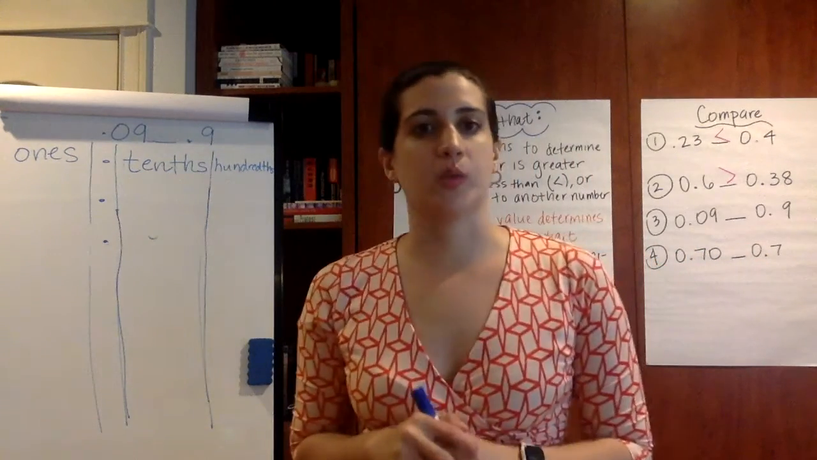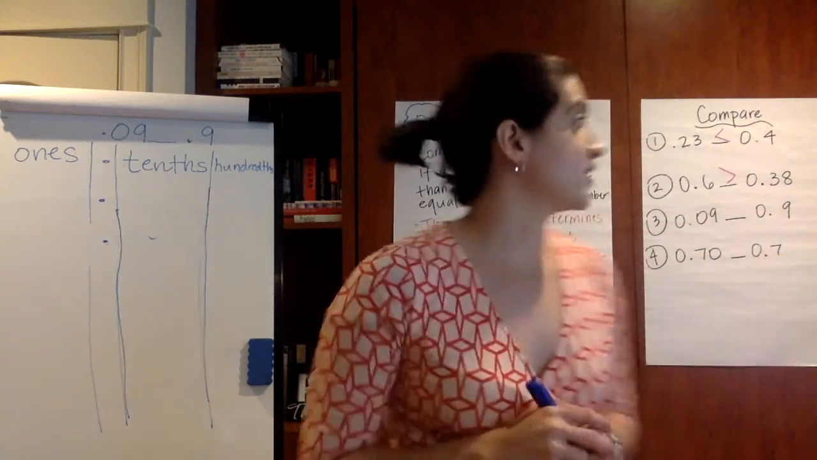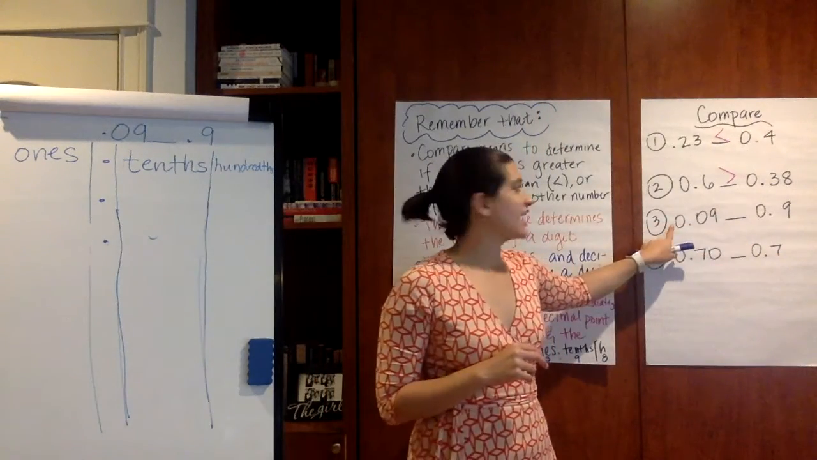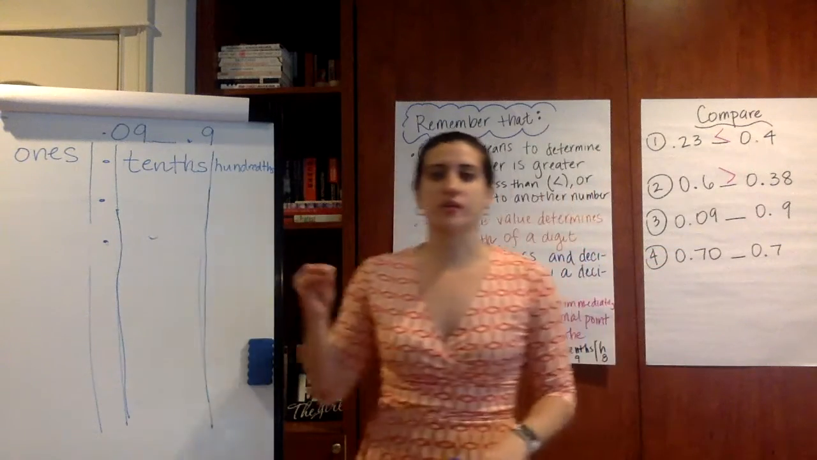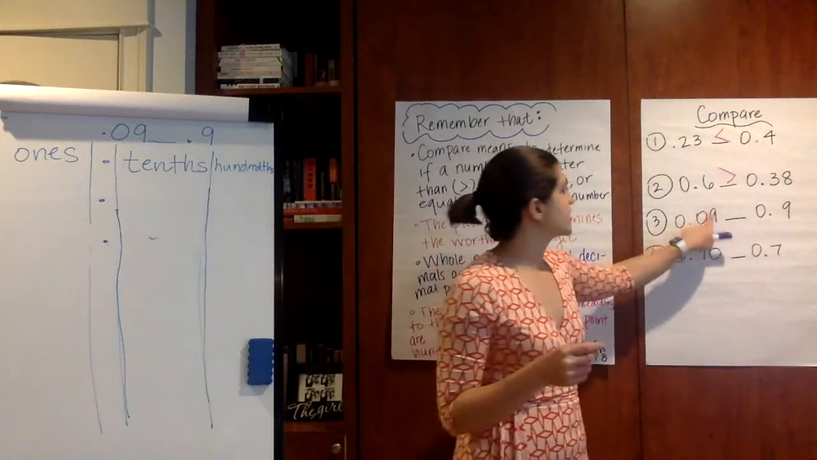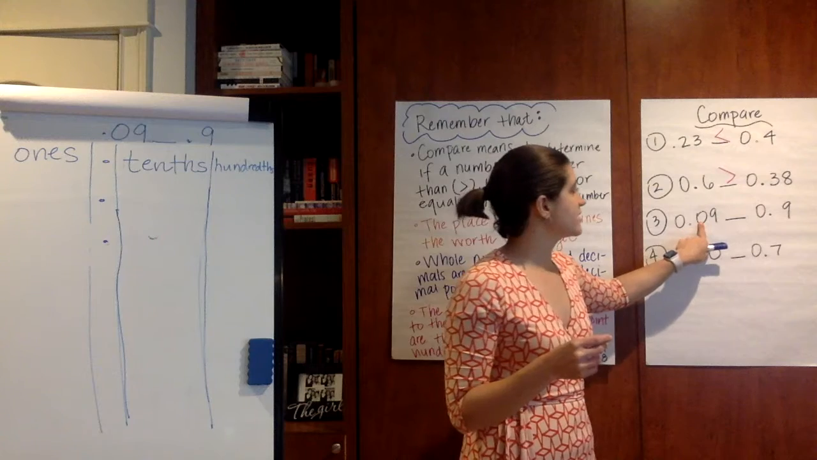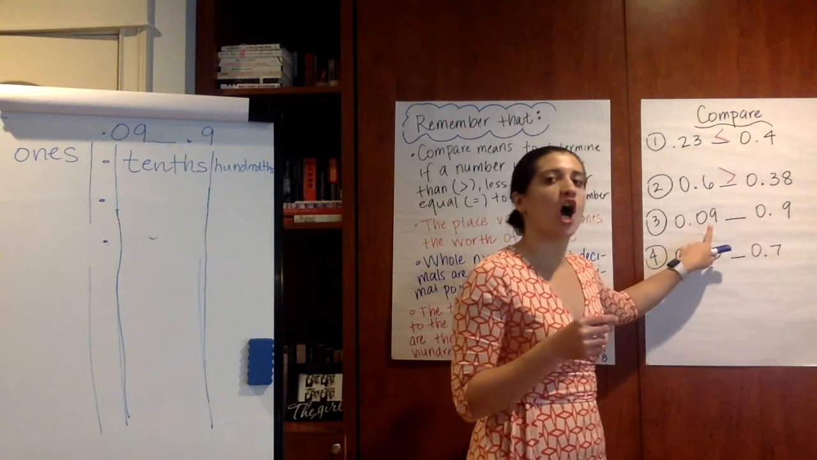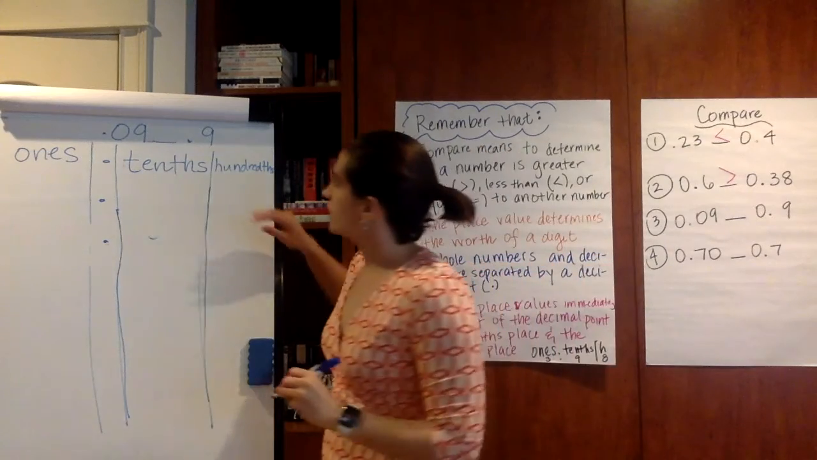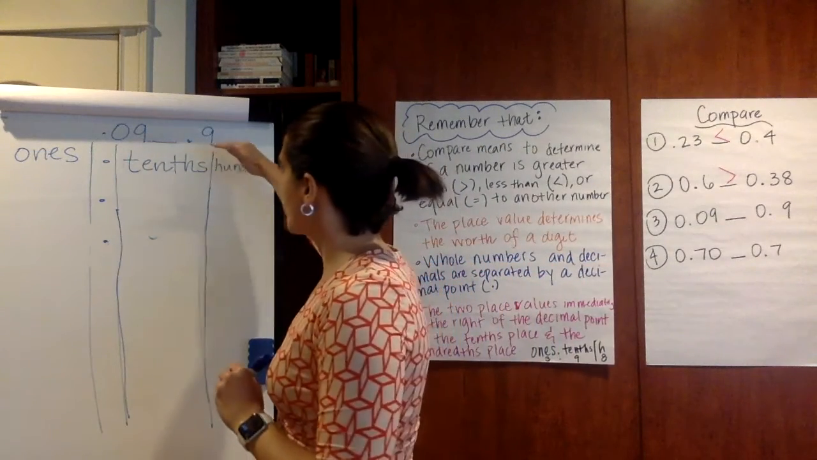Let's compare the third one. The third one has, as you can see, 9 hundredths and 9 tenths. And it's really, really important that you notice there's a 0 here in the tenths place. That means that it's 9 hundredths. So I compare 9 hundredths and 9 tenths.